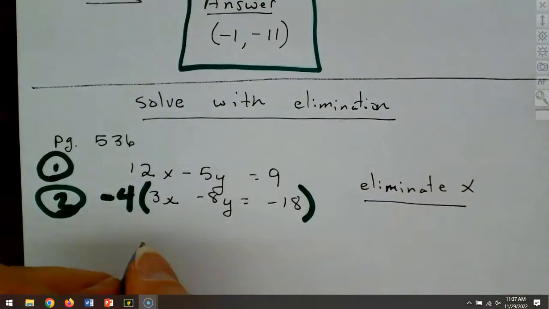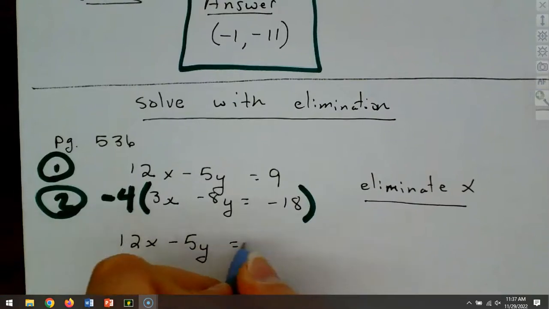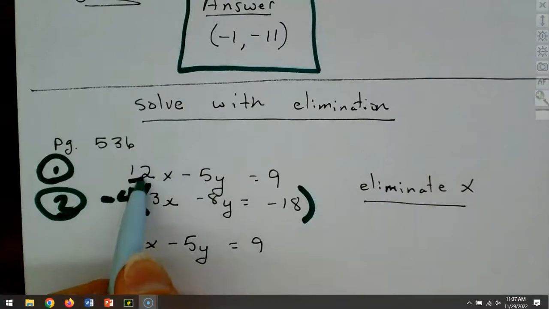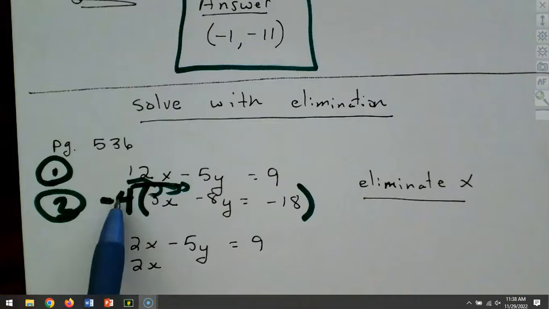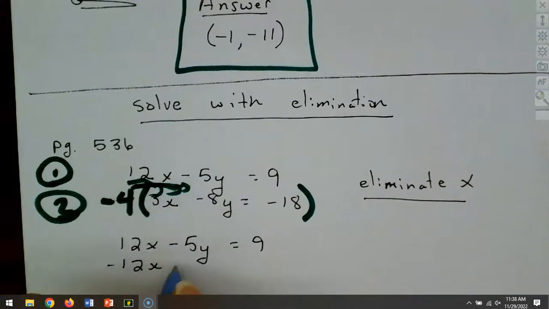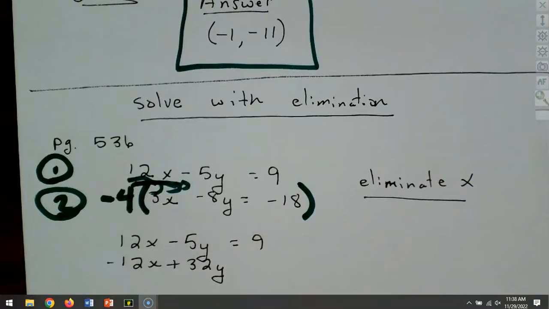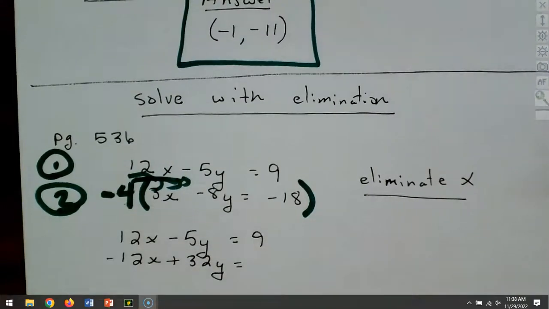So we take the first equation and we keep it the same. And the second equation, we're going to distribute this negative 4 through. Each piece gets the negative 4. So that leaves me then with a minus 12x. Now watch your signs. Negative and negative makes it a positive. And 4 times 8, that's a 32y. And negative 4 times negative 18 makes it positive.